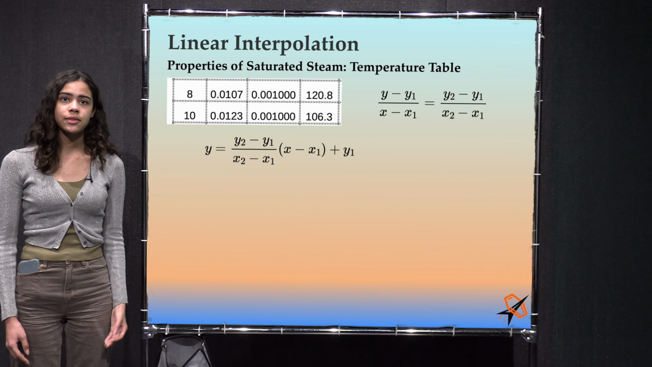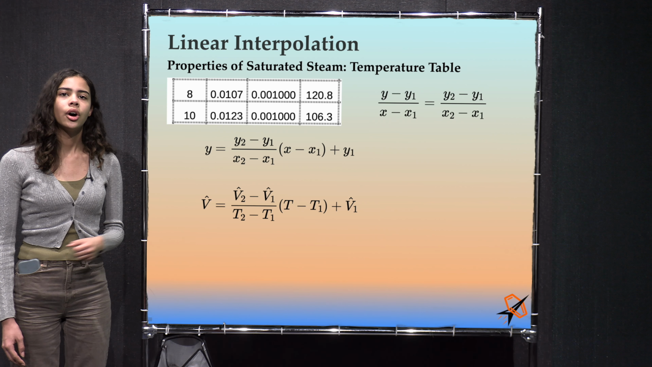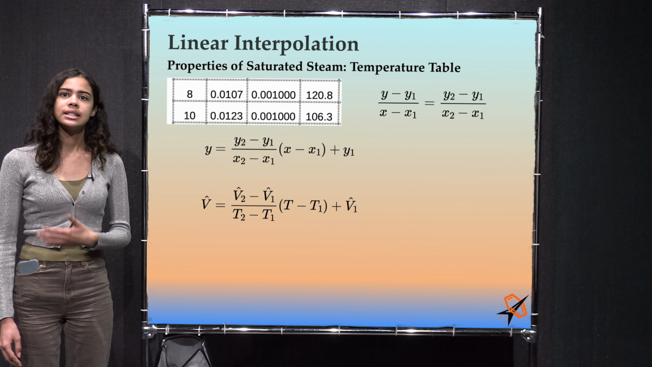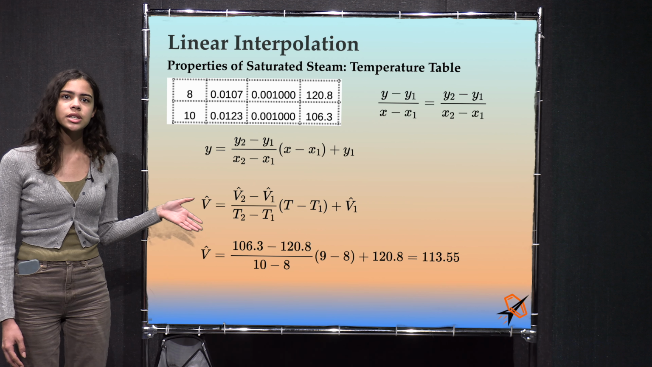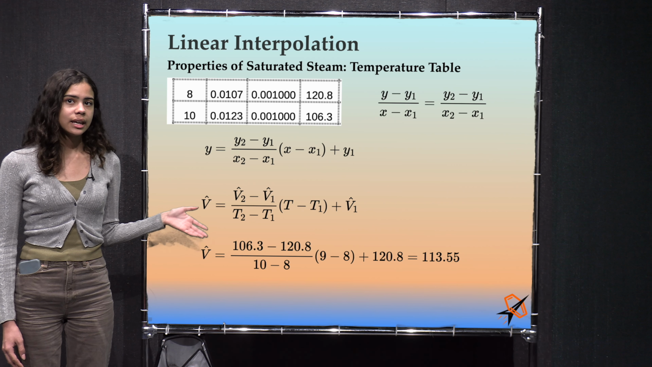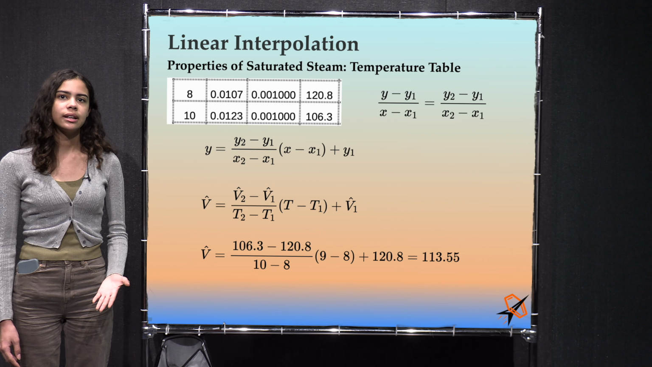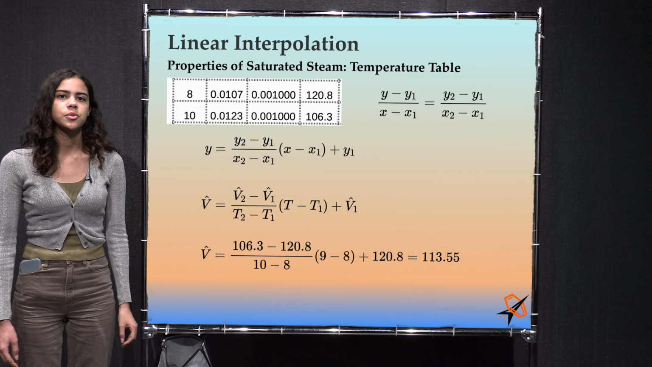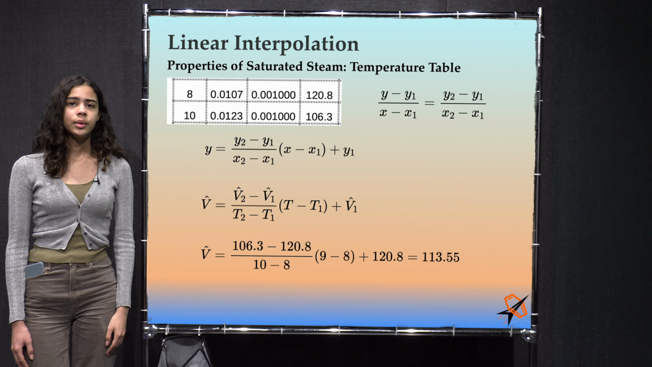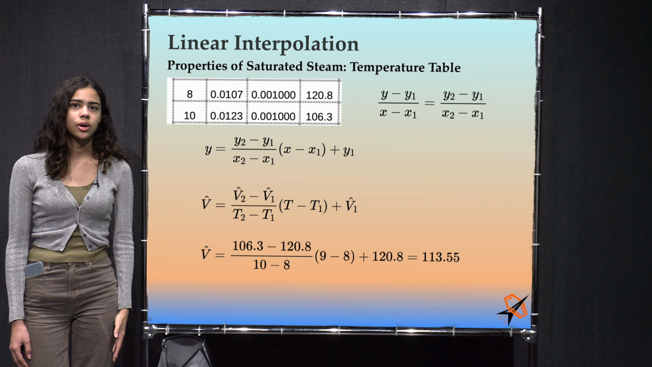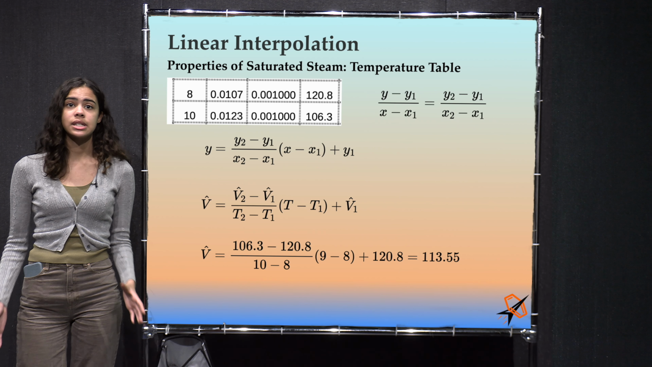Substituting in the temperature and specific volume, we have that v hat is equal to (v hat 2 minus v hat 1) over (t2 minus t1) times (t minus t1) plus v hat 1. Substituting in the numbers, (106.3 minus 120.8) divided by (10 minus 8) times (9 minus 8) plus 120.8 equals 113.6 cubic meters per kilogram. That covers the basics of linear interpolation. We discuss other methods of interpolation in the next video, nonlinear interpolation. They are useful when high precision is needed, especially on a widely spaced table.